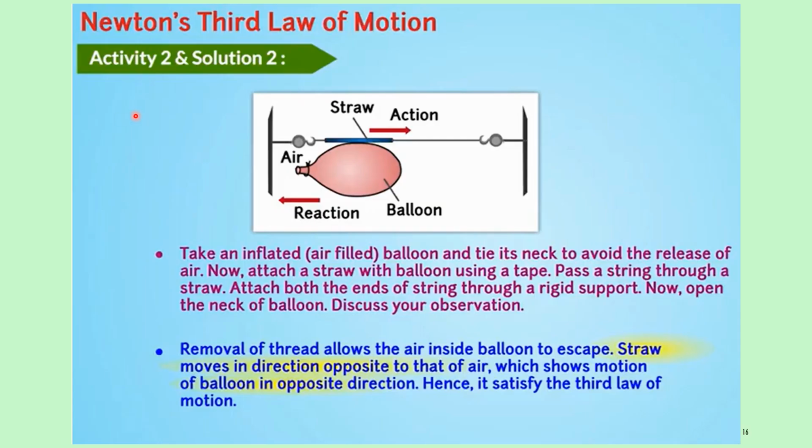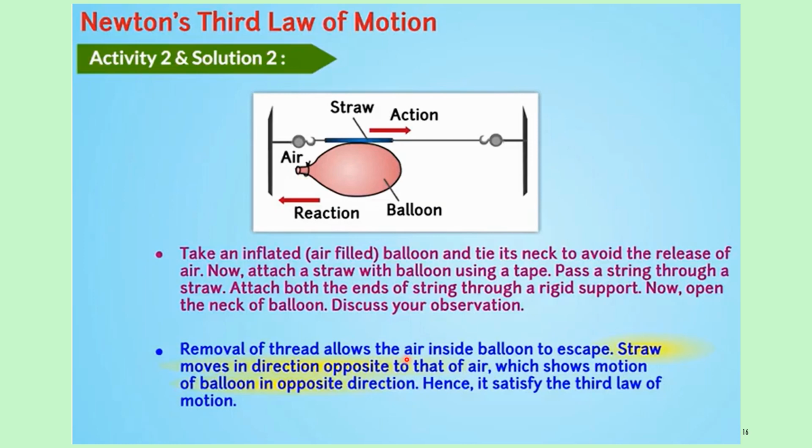Let us discuss Newton's third law of motion with an activity. Take an air-filled balloon and tie its neck to avoid the release of air. Now attach a straw to the balloon using tape. Pass a string through the straw. Then attach both ends of the string to a rigid support. Now open the neck of the balloon. Then what you will observe, let us discuss here.